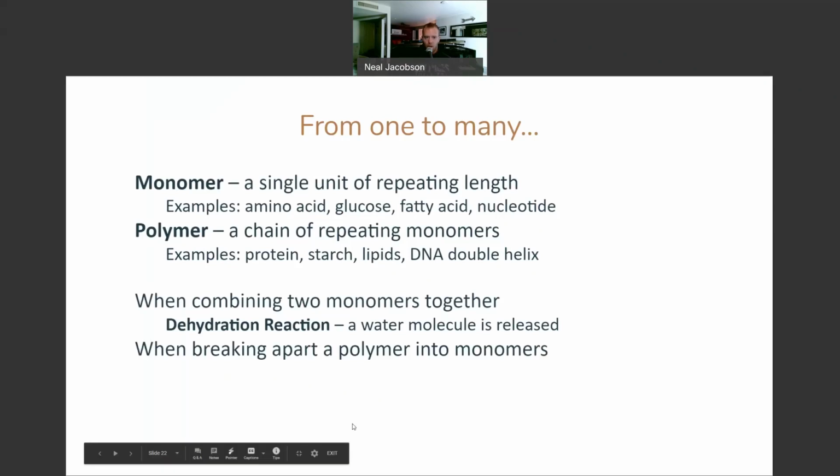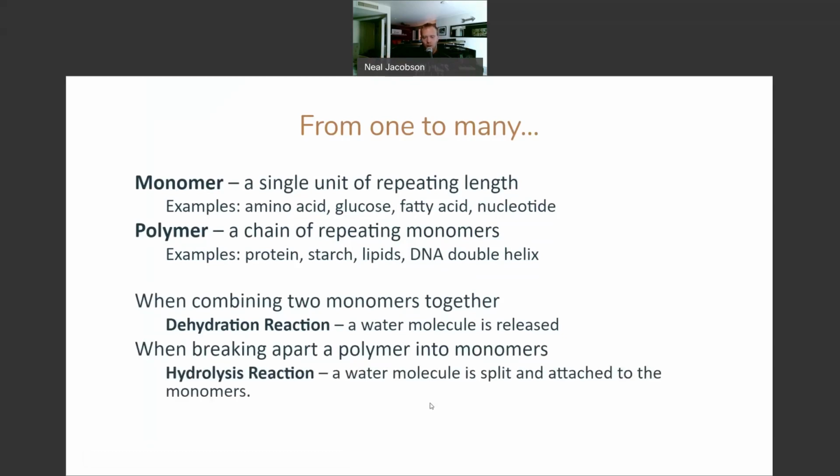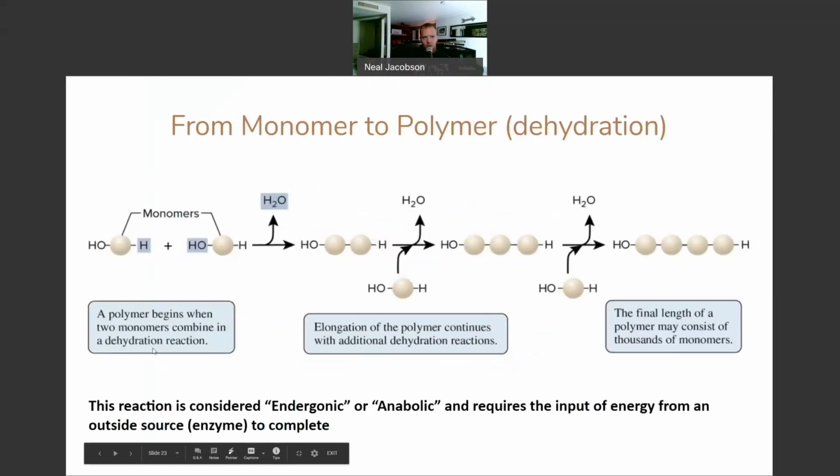When we take a polymer, like a long chain of repeating monomers, and we want to break them down into monomers, that means we have to take a water molecule and split it up and then attach that water molecule to each monomer as we break them off of the polymer. And I'm going to show you an image of this, right? So dehydration is where you remove a water molecule in order to bond two monomers together. Hydrolysis is where you cut a water molecule in half to attach it to two monomers that you've just separated from a bigger polymer. So let's take a look at this one, right?